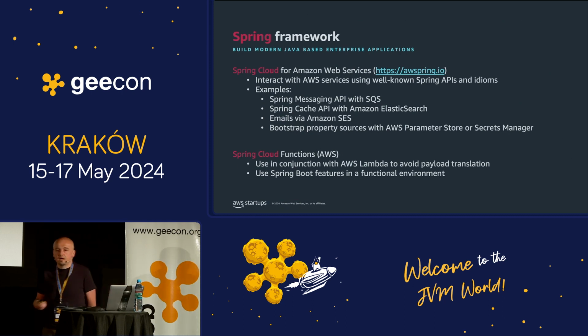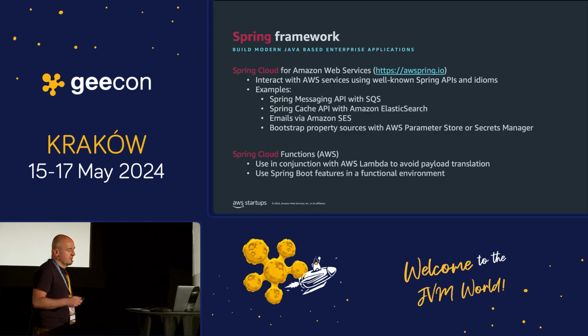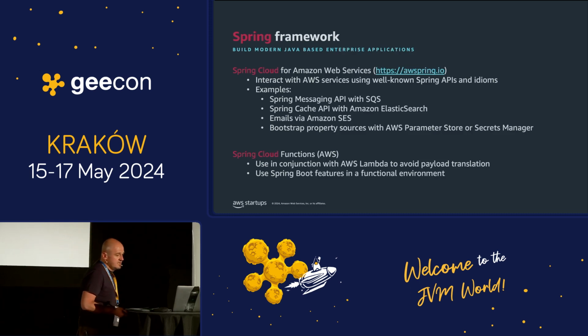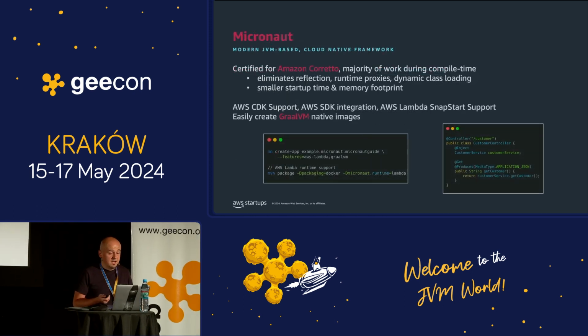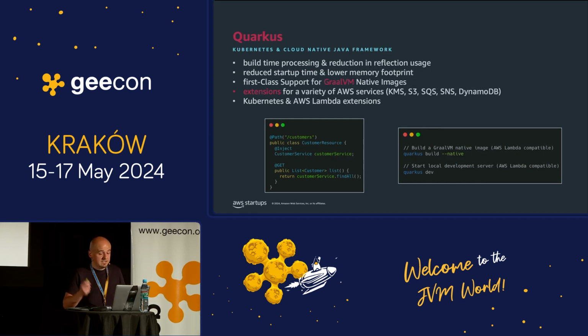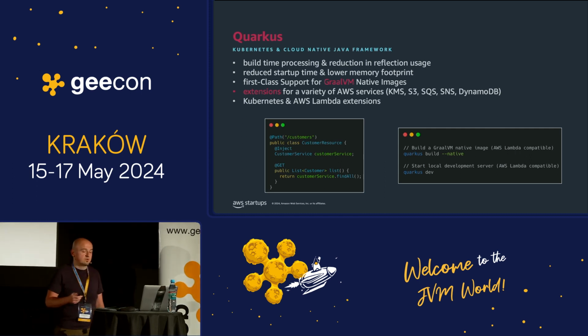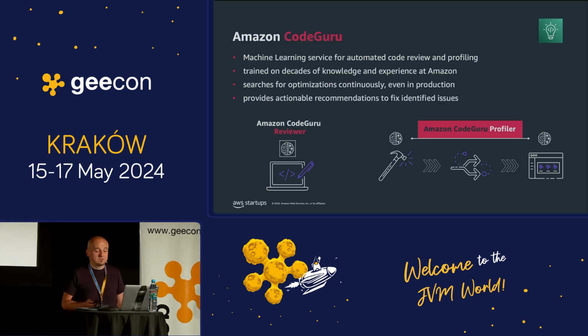Obviously, regardless of which frameworks they use, there are specific libraries for all the popular frameworks. So yes, there is Spring Cloud AWS for Spring Framework. There's of course support for Micronaut, and also there are extensions for AWS services available for Quarkus. So if you're wondering how the entry threshold for those frameworks on AWS looks, it actually looks great.